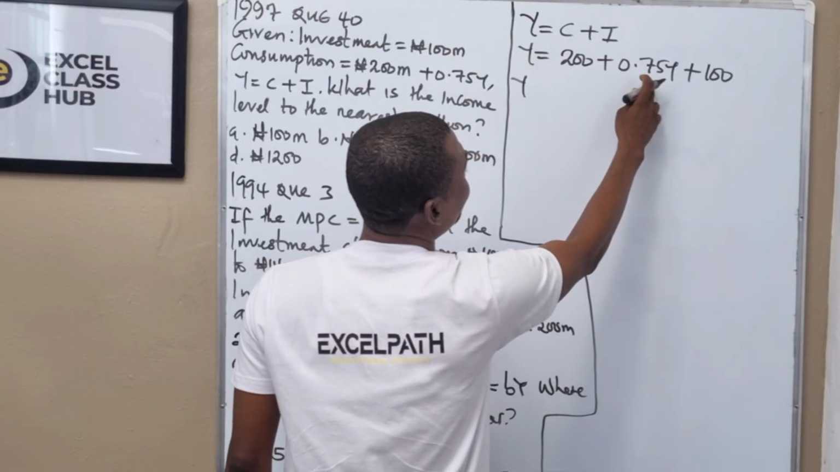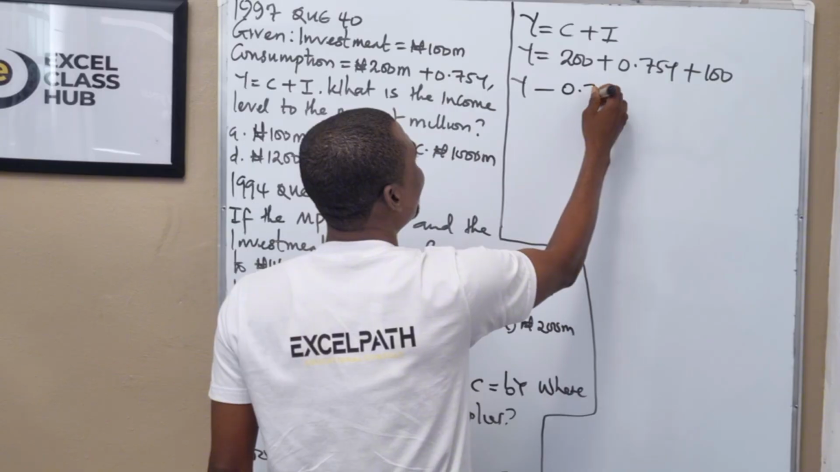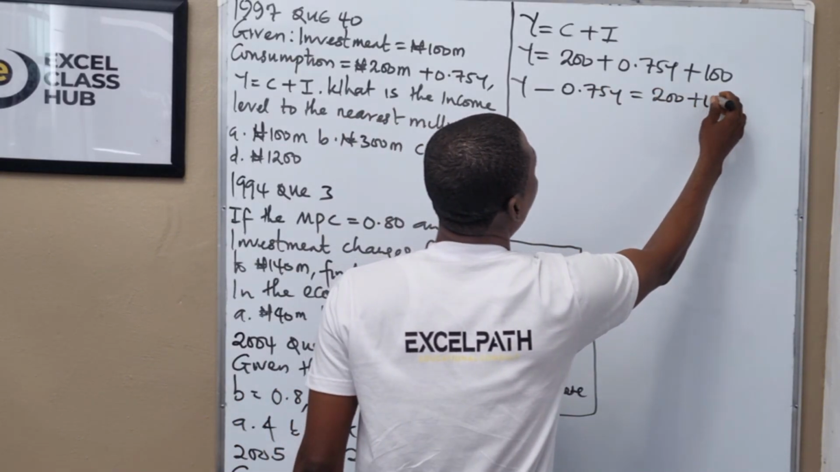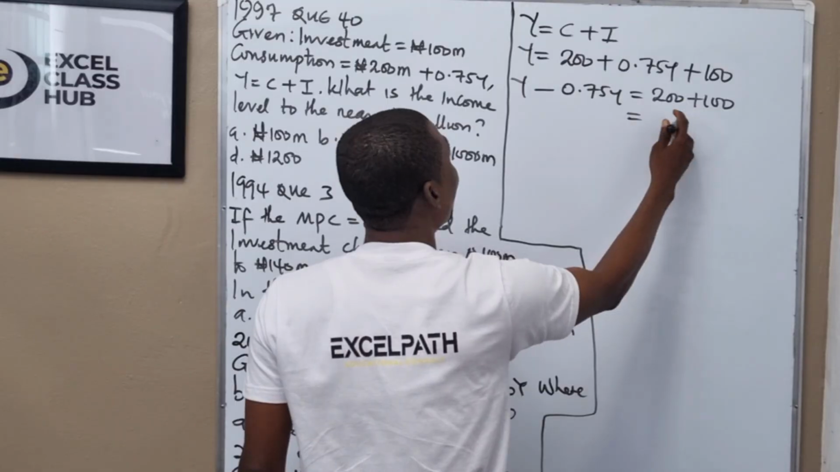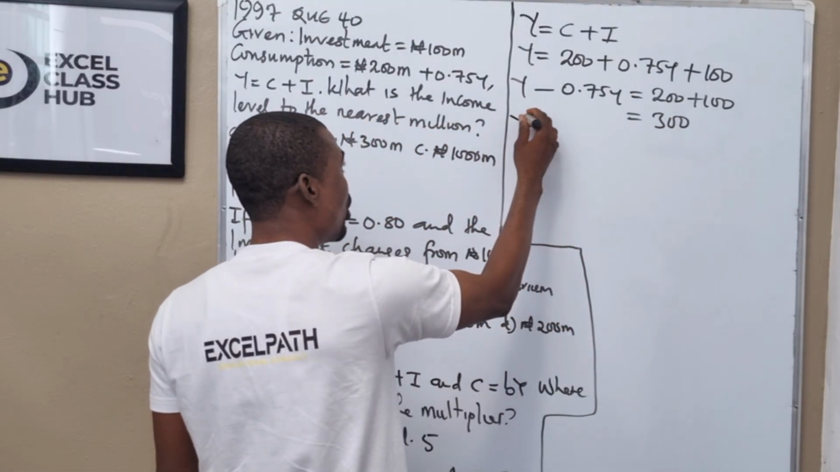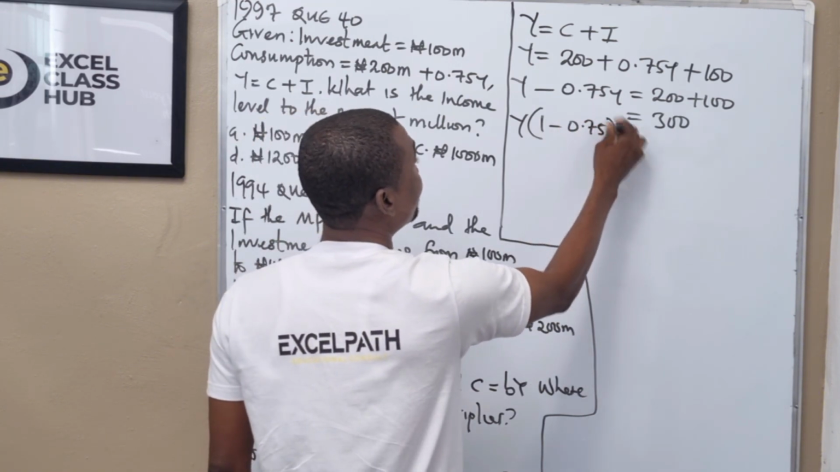You bring this 0.75y down here, it becomes minus 0.75y equals 200 plus 100. So 200 plus 100 will give us 300. What is common here? Y is common. Bring it out. You have 1 minus 0.75.